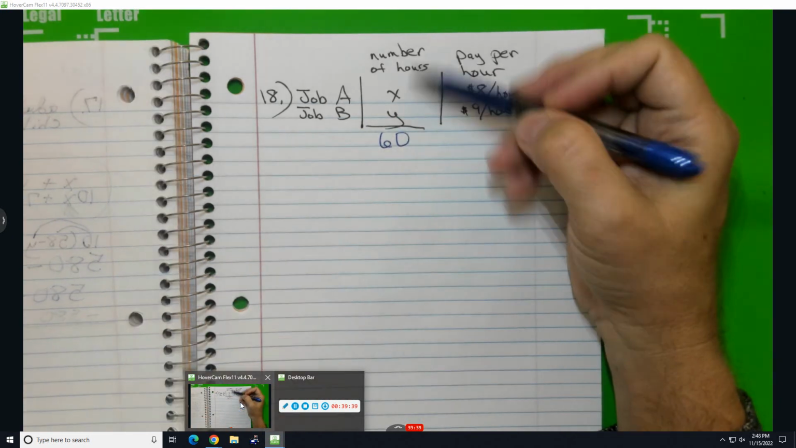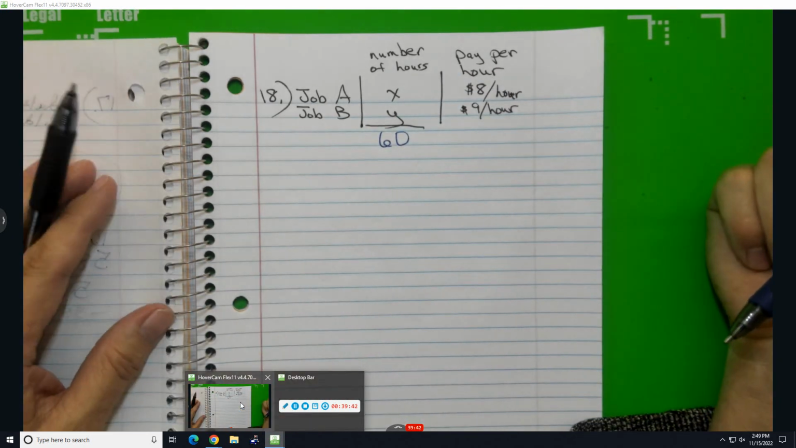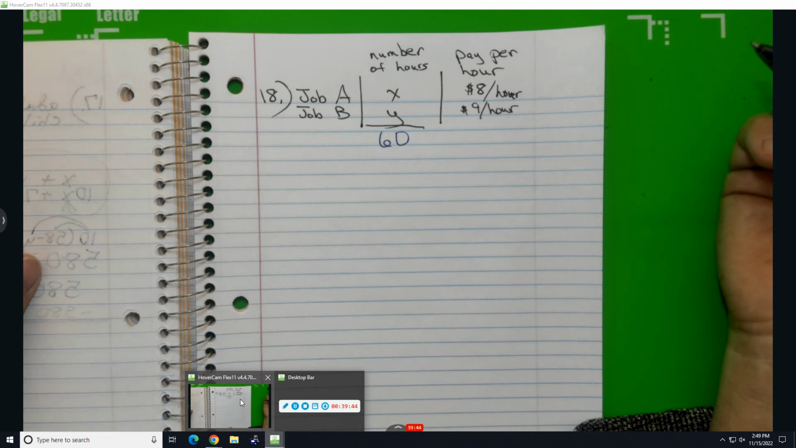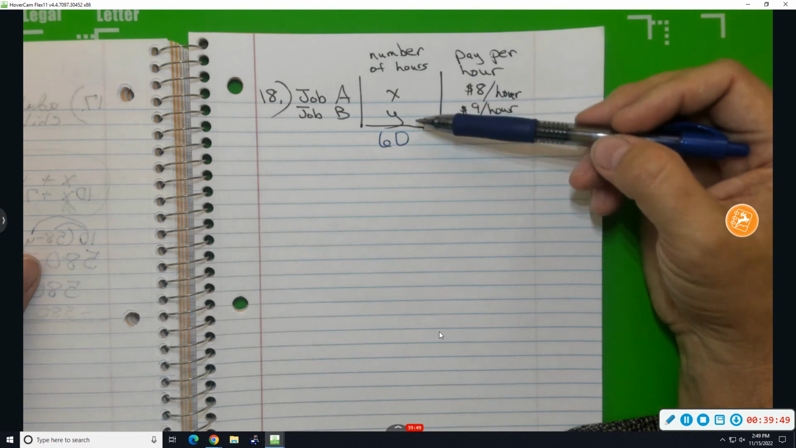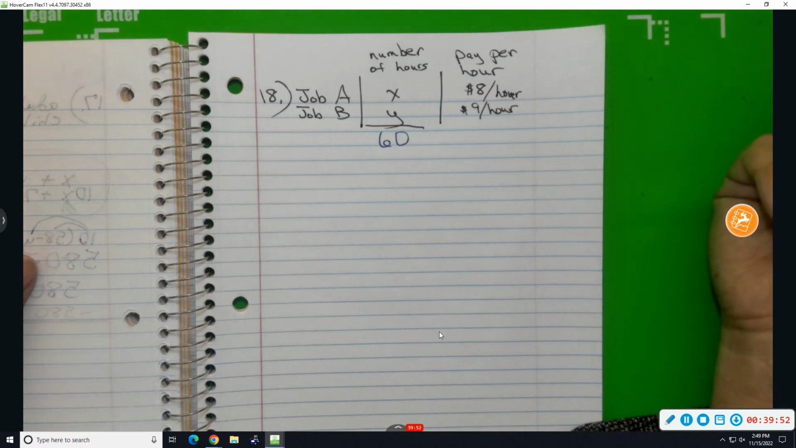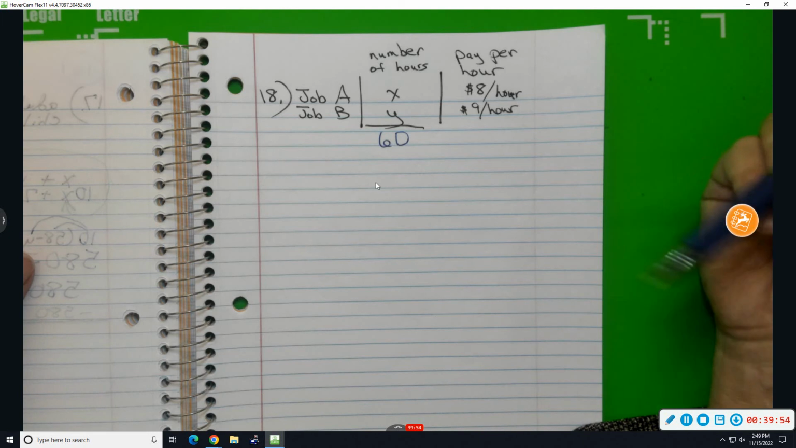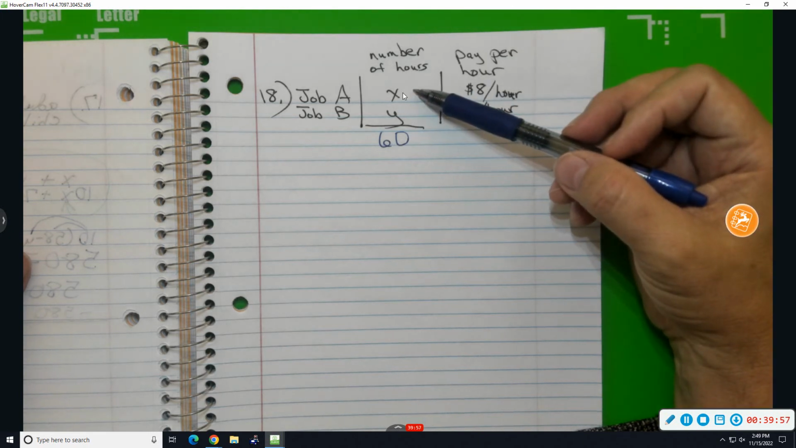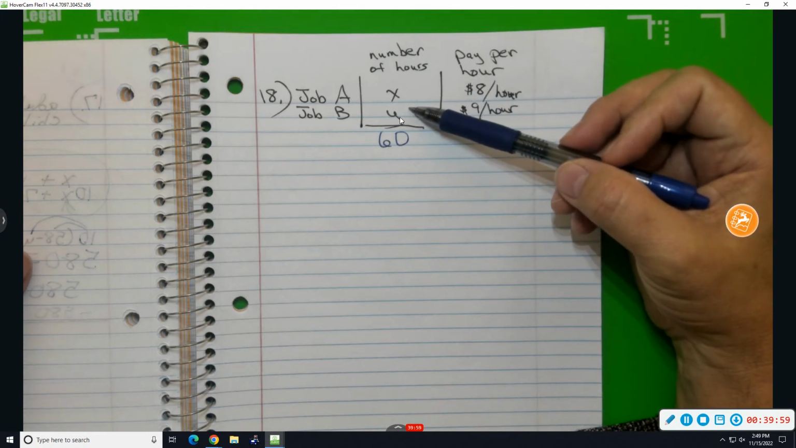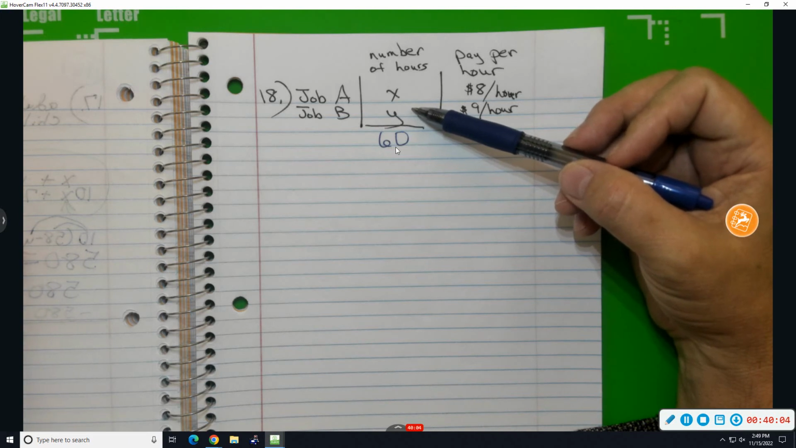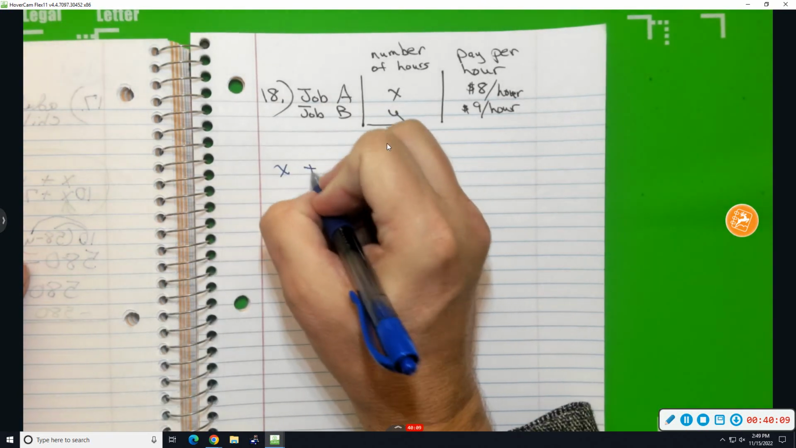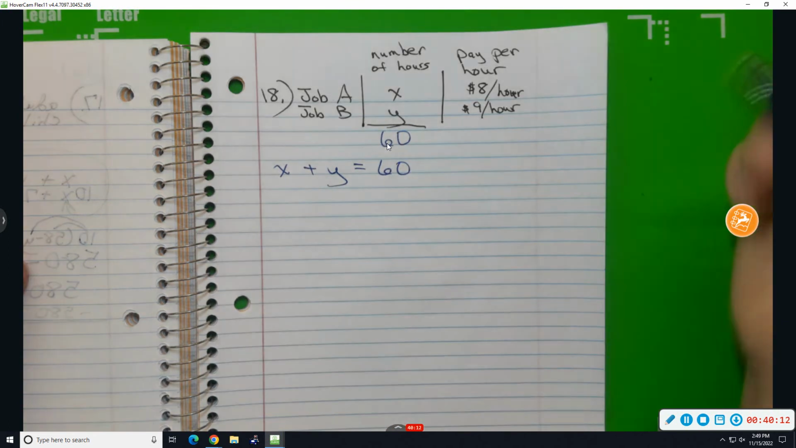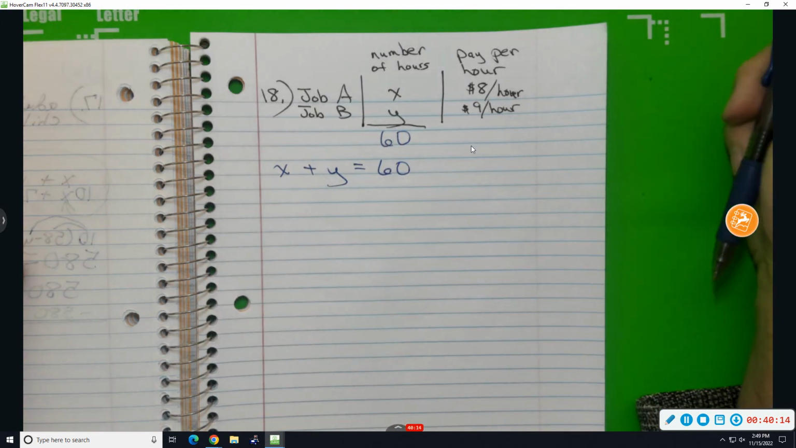And this column right here spells out one equation. What is it? What is this column giving us? If you take the number of hours he worked at job A and add it to the number of hours he worked at job B, that'd better give us 60. So x plus y is equal to 60. Any questions on my logic there?